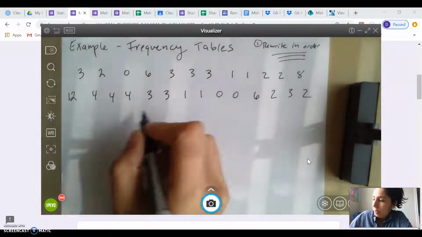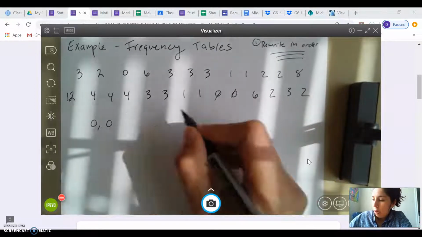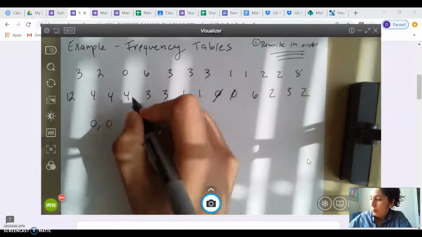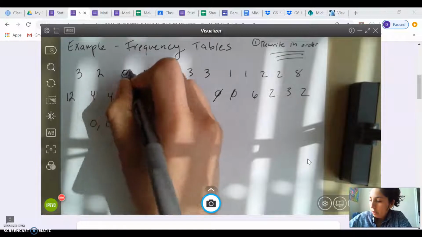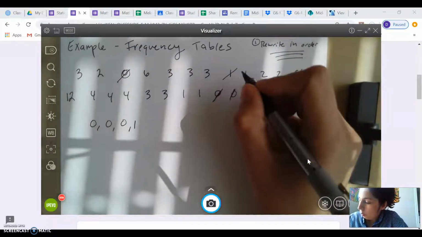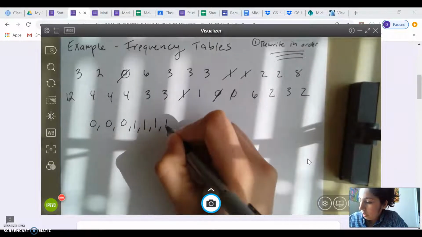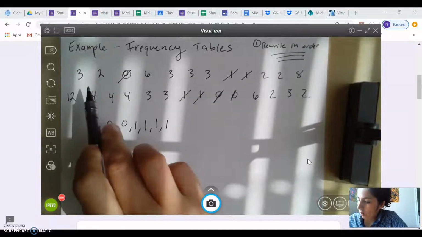So here we go. Zeros. As I'm writing them in, notice that I am crossing them out so I don't reuse them. I see another zero here, and I cross it off. Moving on to my ones. I see a one here, and a one here, a one here, and a one here. All right, check it, scan it.